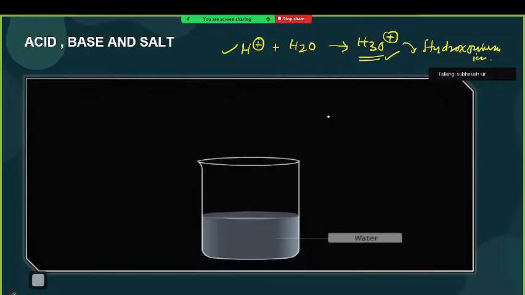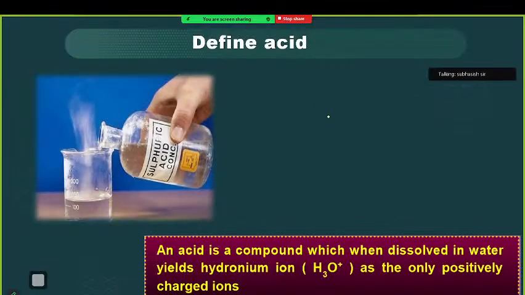acids. But there are so many definitions. Some are according to Arrhenius, some given by Bronsted Lowry, some given by Lewis. So acids and bases have so many different types of definitions. Now, first of all, we should see that an acid is such a compound that when dissolved in water, it yields a hydronium ion, or even you can say hydroxonium ion.